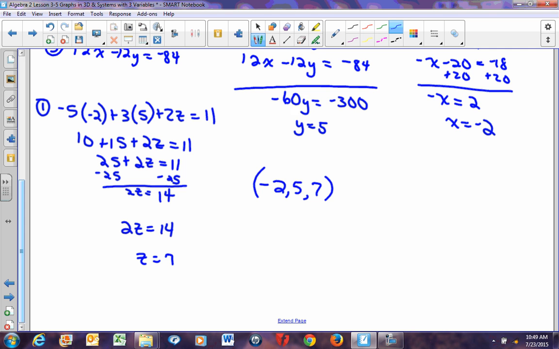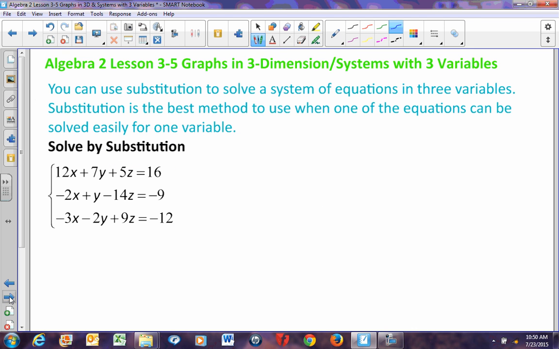And of course, you could check these. They have to fit all 3 equations simultaneously to be a true solution. Oops, it should be negative 14, so z should be negative 7, and it's not 7. All right, so negative 2, positive 5, and negative 7. Now those checks can be a little bit time consuming, but they are necessary in understanding how to do this.